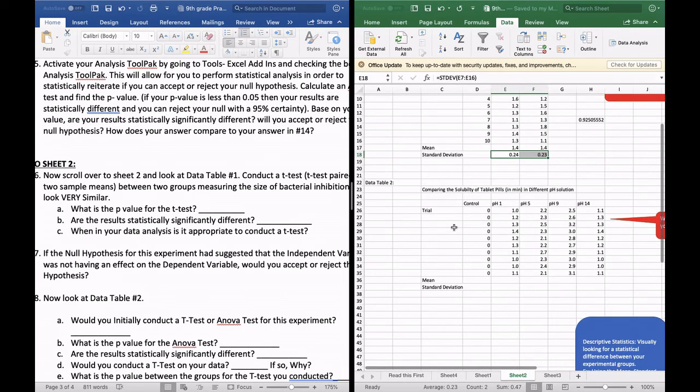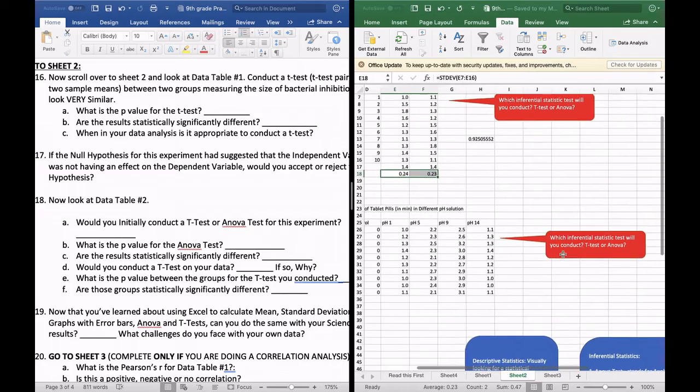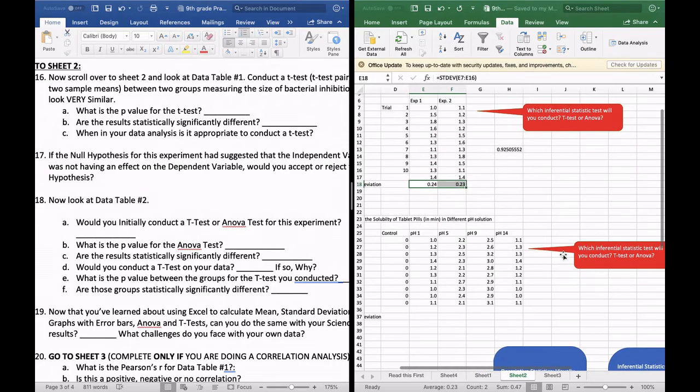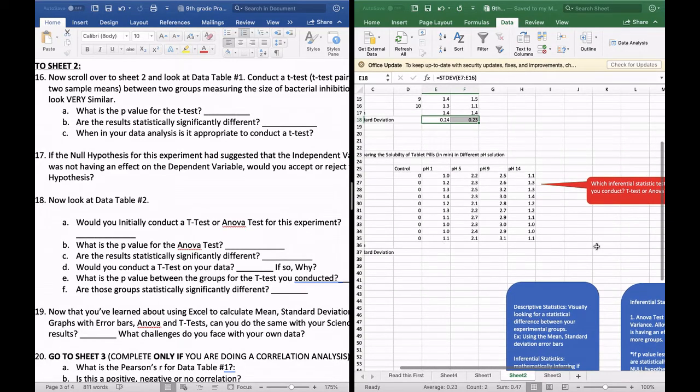Now for data table 2, I have more than one group. So for number 18, what do you think you would do? Would you do an ANOVA test or a t-test? So since you have more than 2 groups, an ANOVA test is needed.